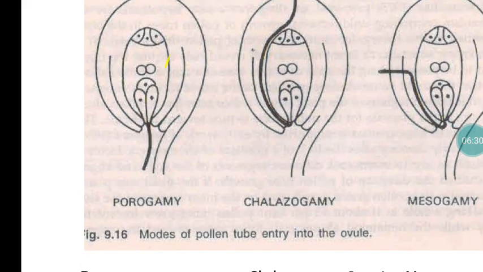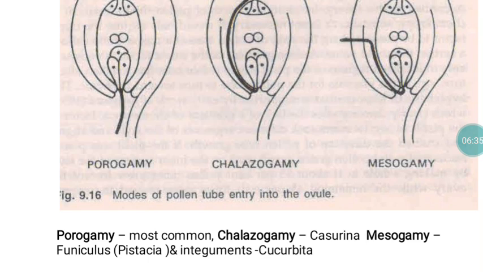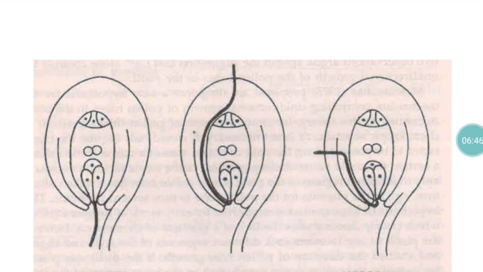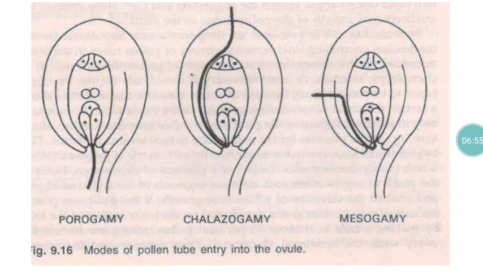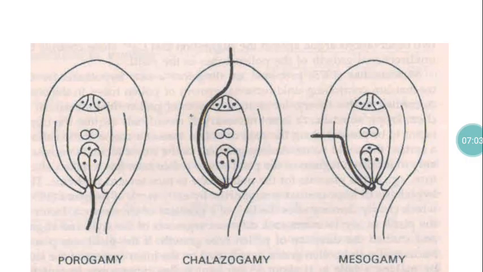So this mode of entry is popularly known as porogamy, the entry through the micropylar region. Another mode of entry is the entry of the pollen tube through the chalazal end. So it will take that route through the integument and finally reach the synergids. This kind of entry is normally known as chalazogamy. So here the initial entry of the pollen tube is through the chalazal region.